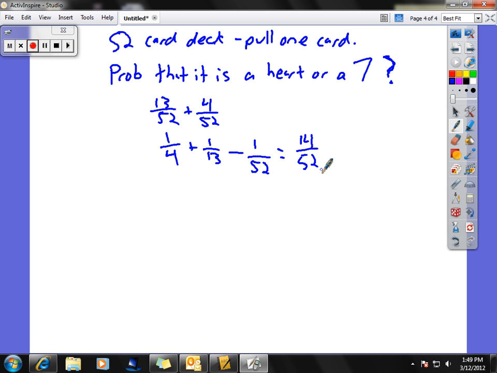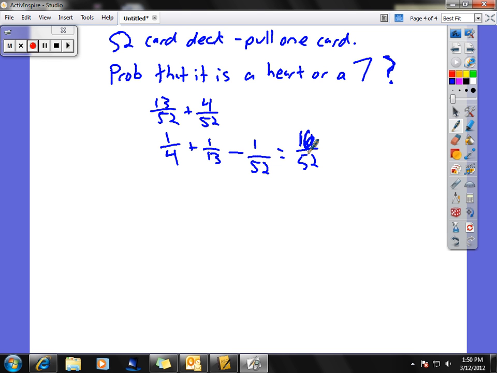Okay? I'm sorry, it would be 16, yeah. 16. Okay, so that's the overlap.